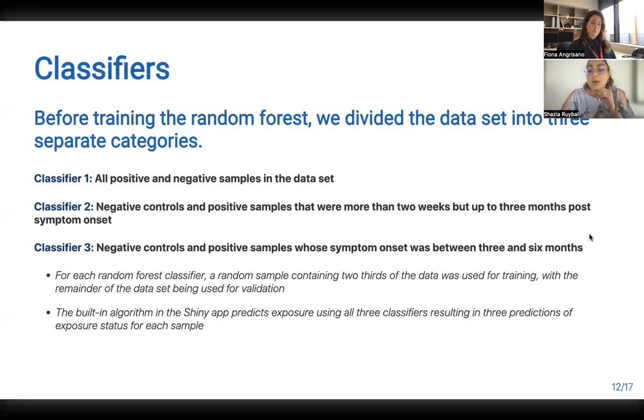The other thing you need to know is that the built-in algorithm in the Shiny app predicts exposure using all 3 classifiers, so you will get 3 predictions of exposure status for each sample: classifier 1, classifier 2, and classifier 3. We will go into that in the next session briefly, but usually we don't have any knowledge of exposure, so you probably want to make an educated guess based on all three. But sometimes you may know that there was a wave that happened in this community a month ago, so you know that if anybody would have been exposed, it would have been within the last 3 months. I'm just giving examples.